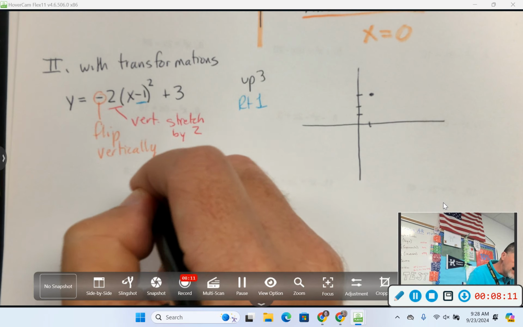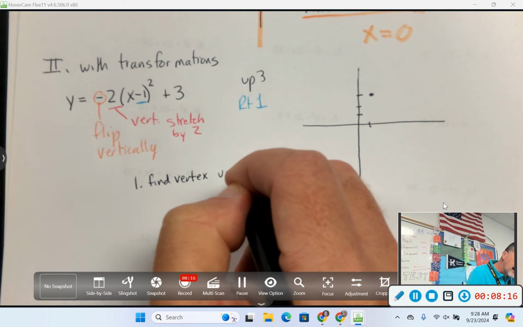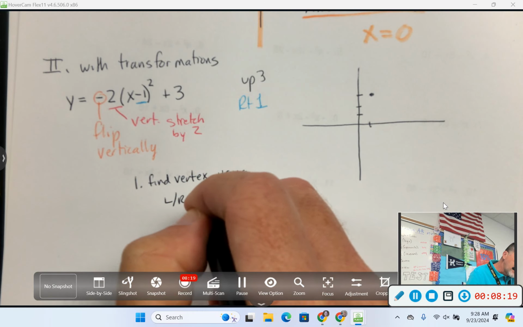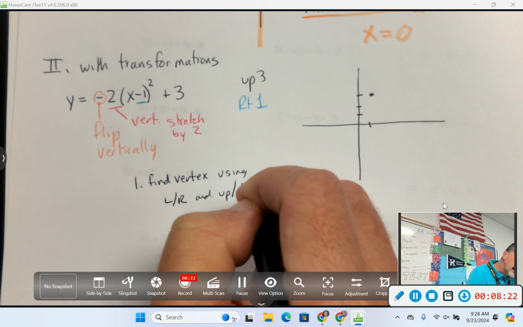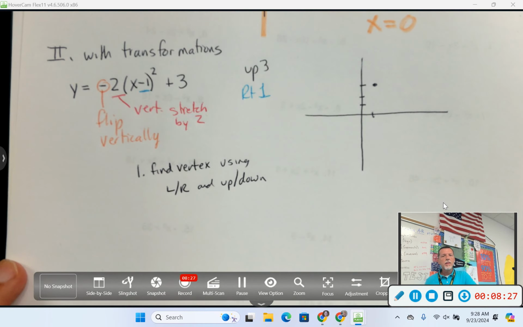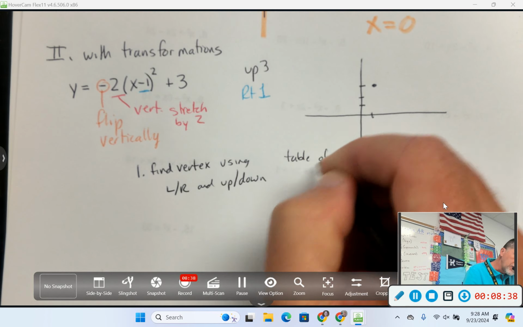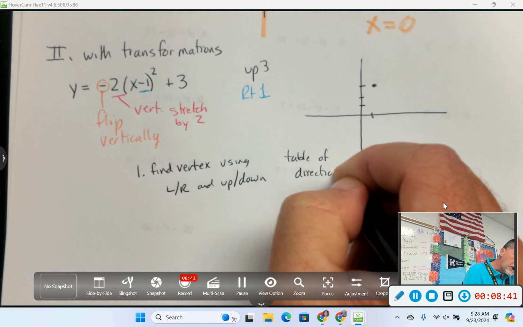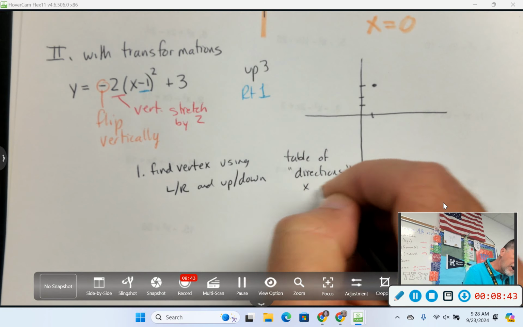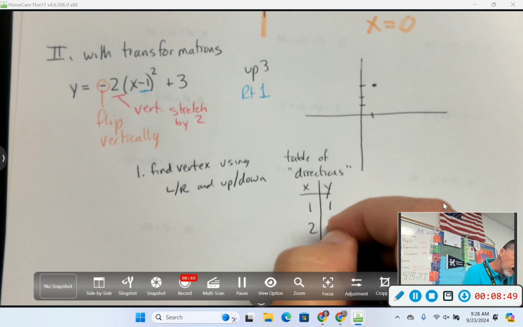I don't know that we really need steps, but step 1 would be find the vertex using the left, right, and up, down transformations. Now from there, I'm not going to do a table of values. It's more like a table of directions. How about that for a table of directions? And you may not even write this every time because you know that the table of directions is 1, 1, 2, 4.